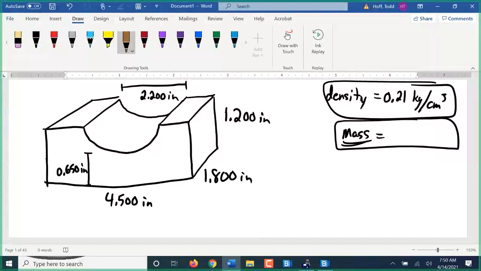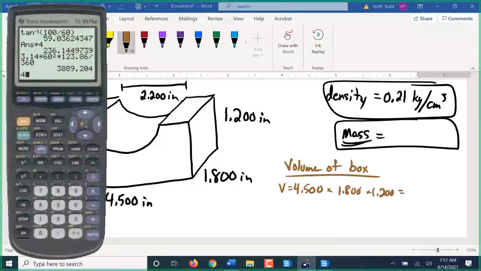I have to find the volume of this. I can find the volume of the whole box without the groove taken out. This 4.5 times 1.8, 1.2. That's 9.72.